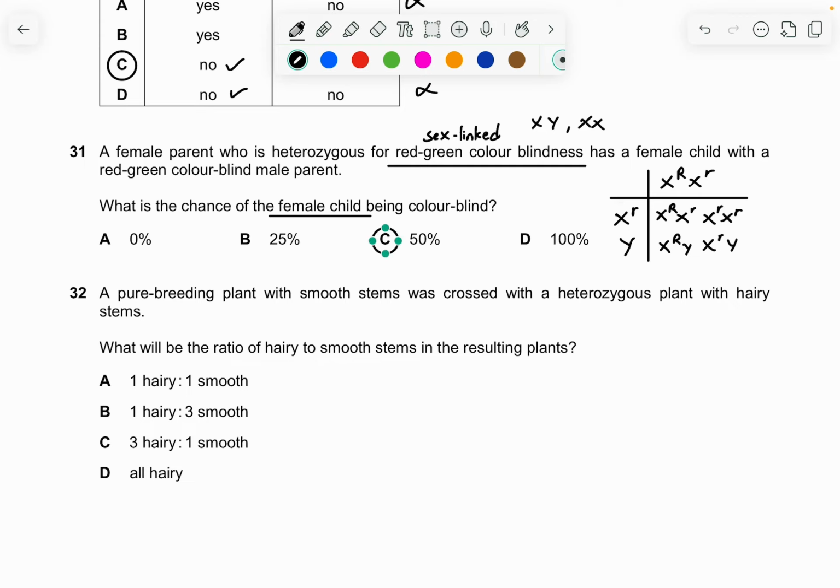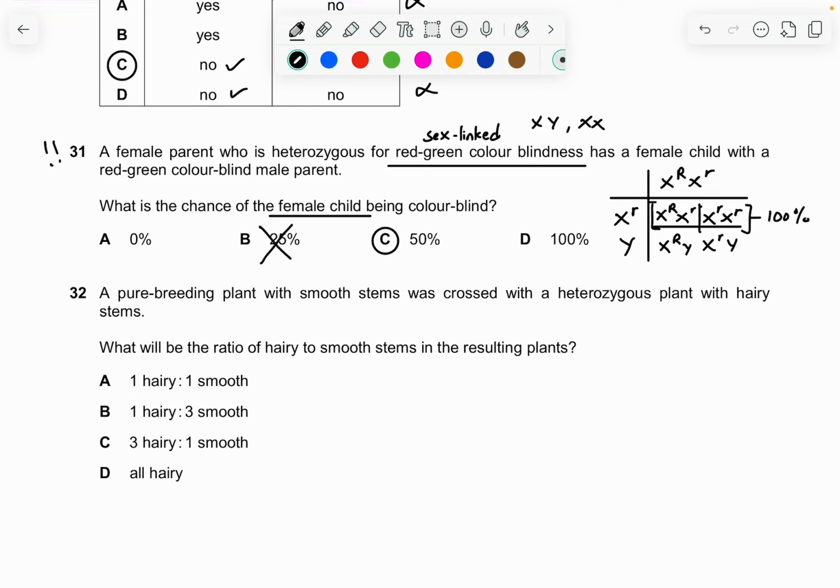Okay, I get it now. We are considering only the female, so this is actually 100%. If there's already one X r, then between the females, there's a 50% chance of the girl being colorblind. This is actually a tricky question. Be careful, because a lot of people, once they see female child, put 25%. That is already wrong straight away.